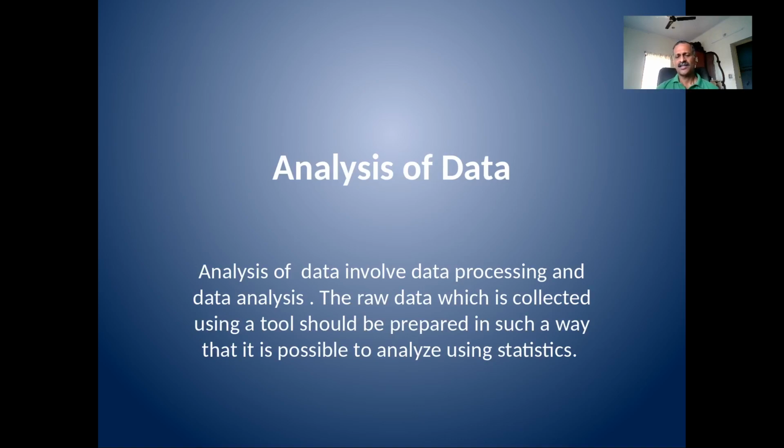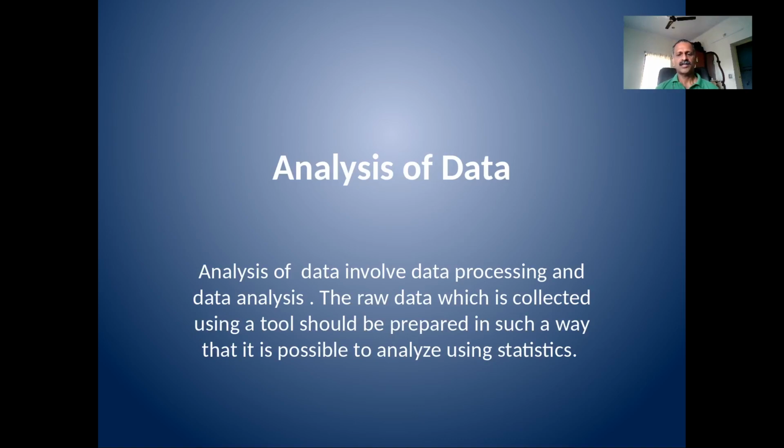So the data that was collected from the field, that was on paper, is raw data. We have to process the data for analysis, and then do the analysis. Then only we will get the meaning of the data. Then only it is possible to say whether the hypothesis that we have formulated is right or wrong, accepted or rejected. This particular part we call the analysis of data. So analysis of data involves data processing and data analysis.